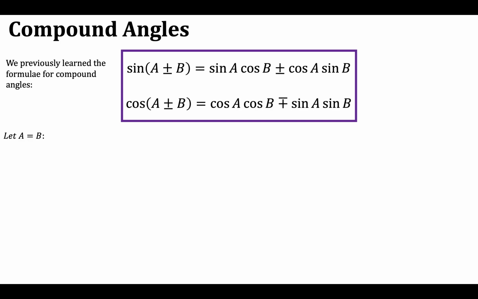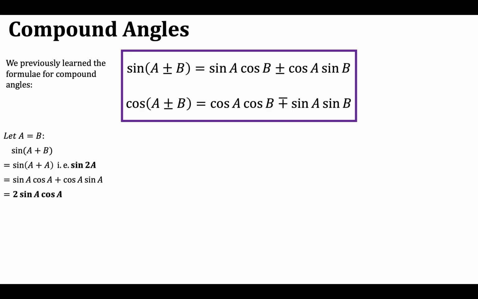So firstly I'm going to let A equal B, or B equal A, we're equating those. And if I start off with the sine of A plus B, that means we've got sine of A plus A, that's sine 2A. Now if we expand that, we get sine A cos A plus cos A sine A. And we can see there that we've got the sum of 2 terms which are the same, so we've got 2 sine A cos A.